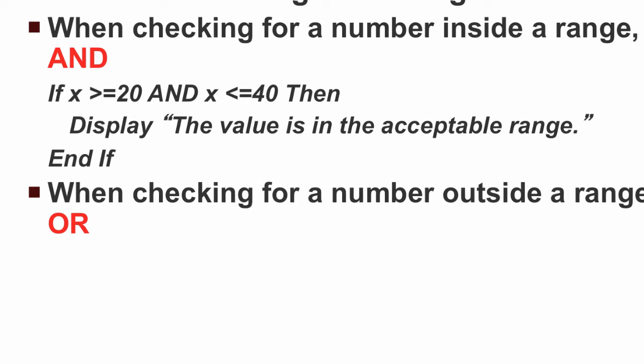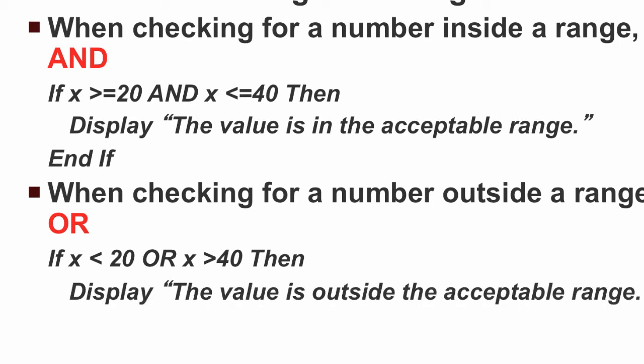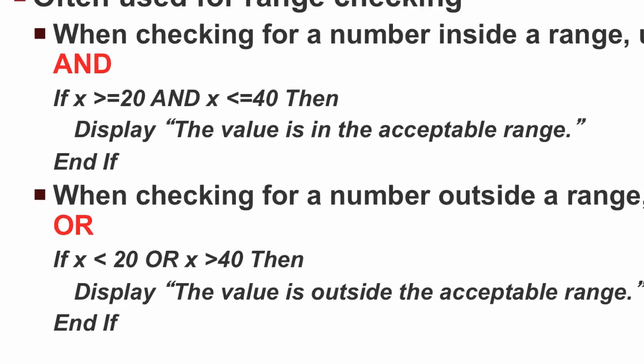Here's an or. If x is less than 20 or x is greater than 40, then display the values outside the acceptable range. So what numbers are we including there? It's less than 20, so 19 and less, or greater than 40, so 41 and greater.